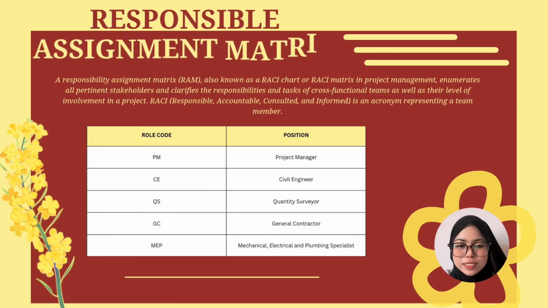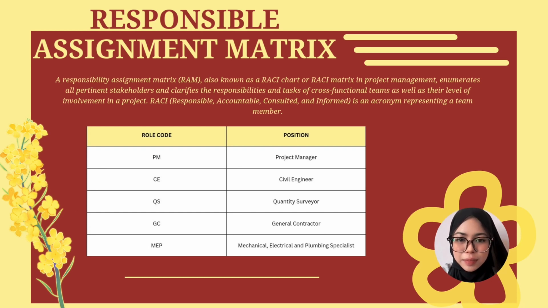Next, to guarantee flawless execution, we look at accountability via the Responsibility Assignment Matrix, known as the RACI chart. A RACI matrix clarifies team involvement across 4 levels, which are responsible, accountable, consulted, and informed. On this slide, we have mapped out our primary stakeholder role codes, which are PM for Project Manager, CE for Civil Engineer, QS for Quantity Surveyor, and GC for General Contractor. And the last one is MEP for our Mechanical, Electrical, and Plumbing Specialist.